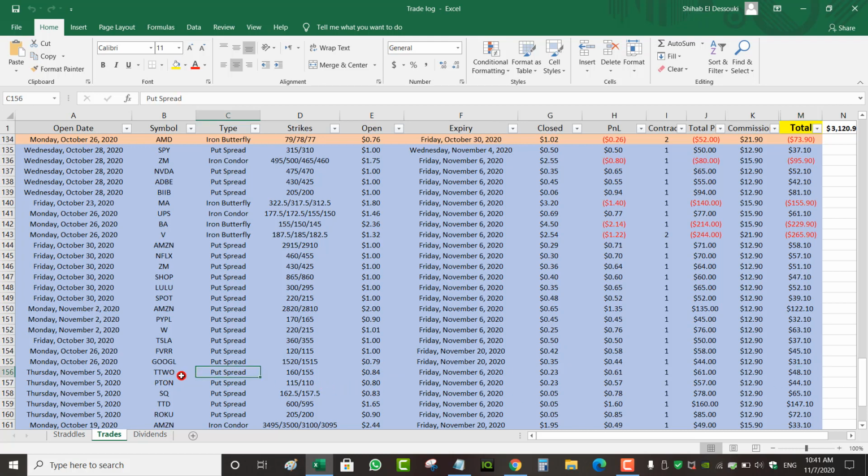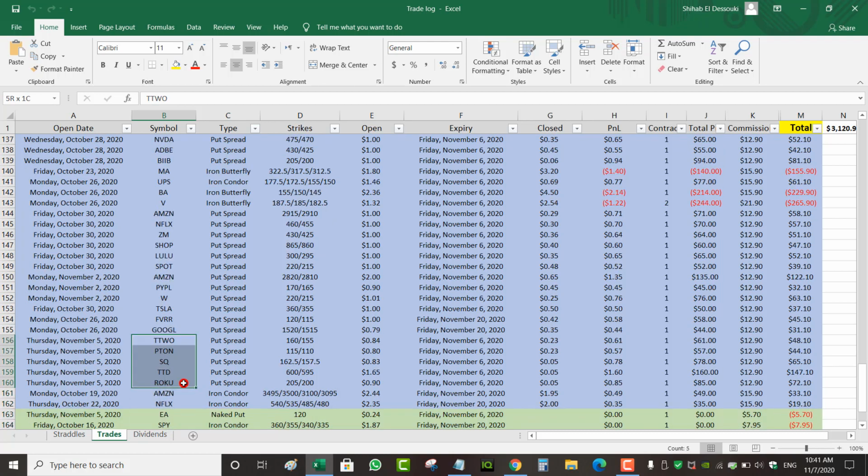So these were good here. All these here were earnings trades: Take-Two Interactive, Peloton, Square, Trade Desk, and Roku. They were all put spreads that I placed on Thursday at 3 o'clock while driving. Take-Two Interactive collected 84 cents, closed it for 23 cents the next day. Could have gone to expiry, would have been a much bigger profit. Peloton 80 cents, closed it for 23 cents.